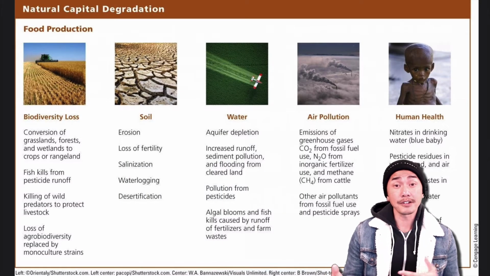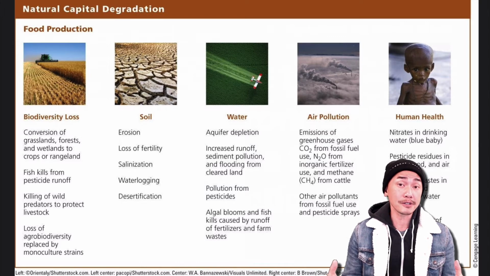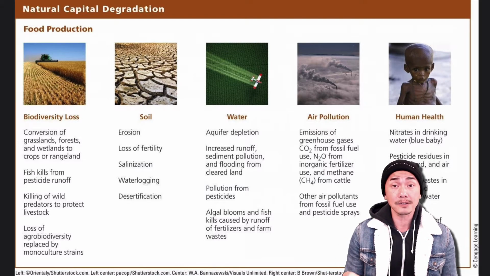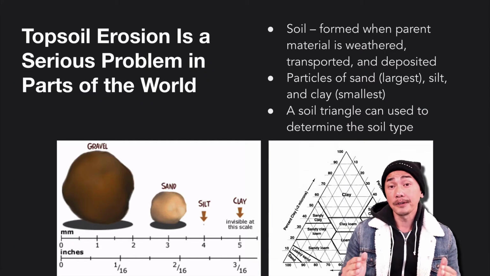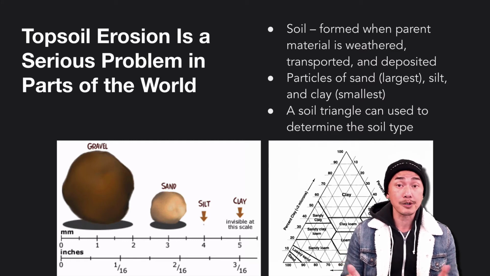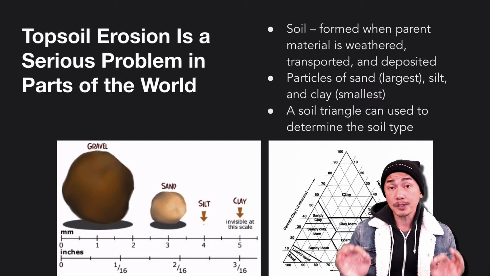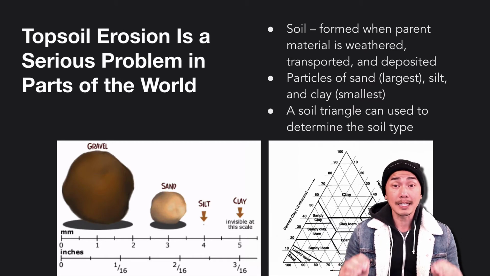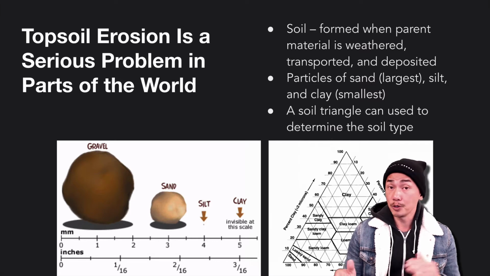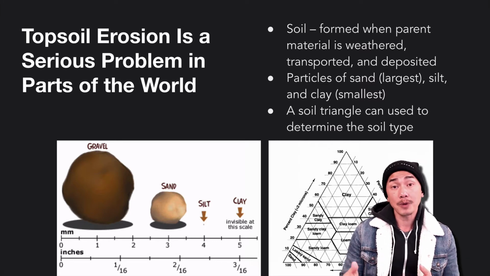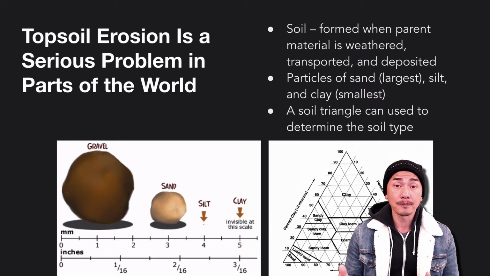This infographic from the textbook gives several examples of different impacts that agriculture has in different areas of the environment. The loss of topsoil is a serious problem caused by agriculture around the world. Let's start by talking about what soil is. Soil is formed when parent material, usually rock, is weathered, which means broken down, transported, and deposited.